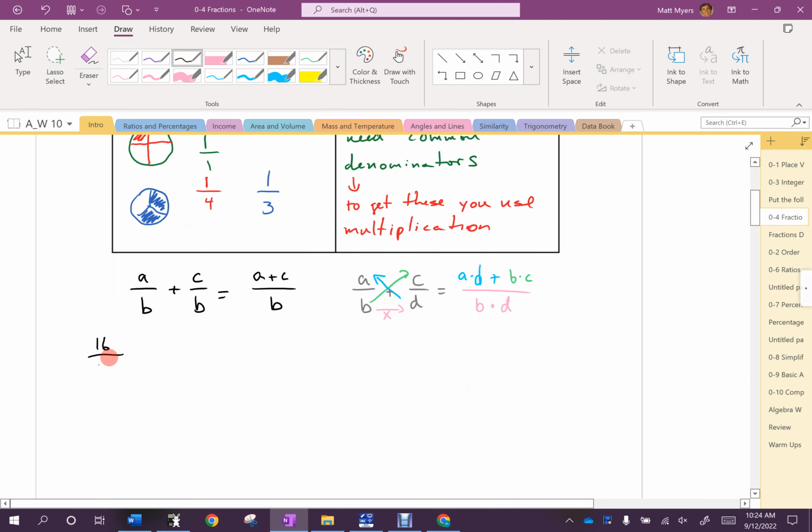What is 16 over 19 plus 1 over 19? 1 second. Brody, hit me. 17/19ths. Done. Why were you able to do it that fast? What made it that easy? They have the same denominator, right?